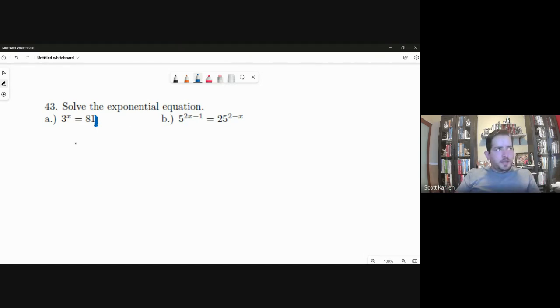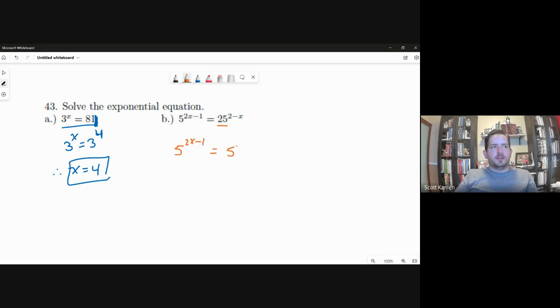The first one is one of the easier variety because I can write 81 as 3 to the 4th. And if I do, then it's easy to see that 3 raised to the x is equal to 3 raised to the 4th. Therefore, x has to be equal to 4, and you're done. The more difficult ones are when you have 5 and 25 perhaps, but I can still write 25 as 5 squared. So if I do, this leaves me with 5 to the 2x minus 1.